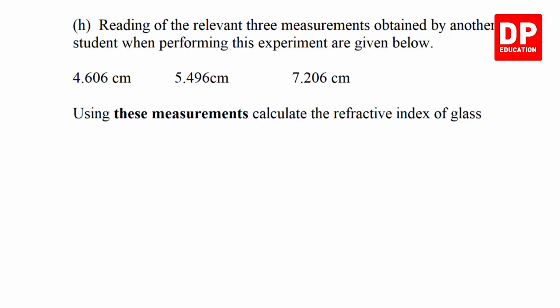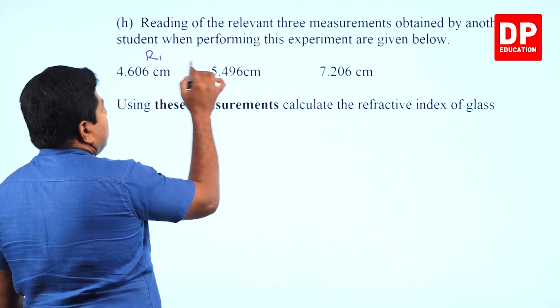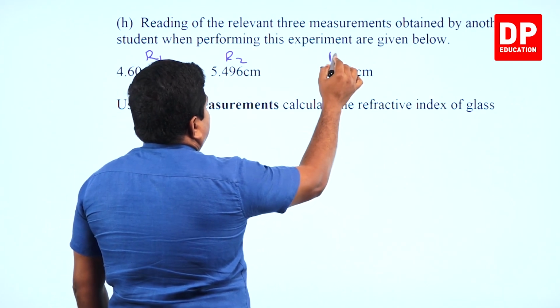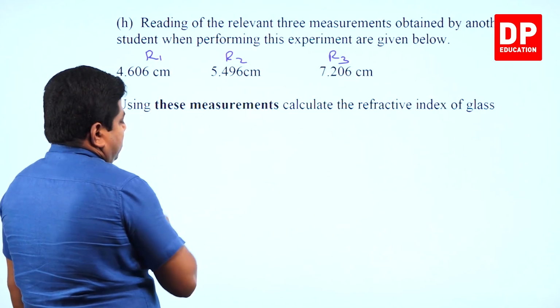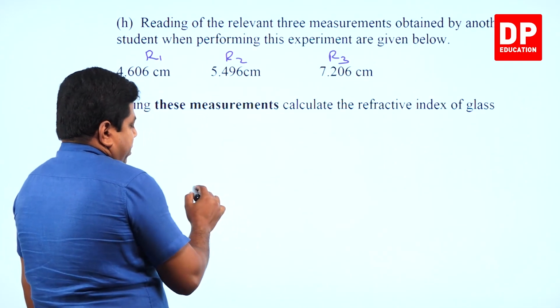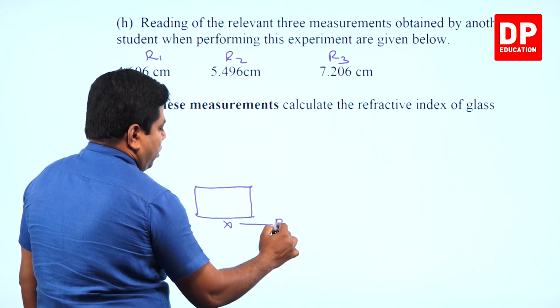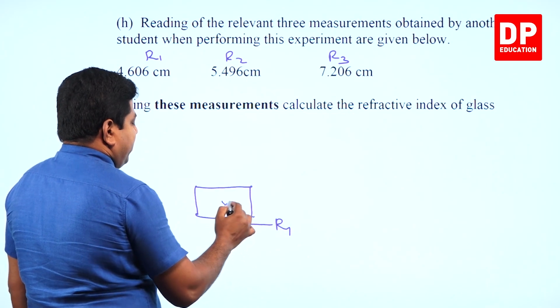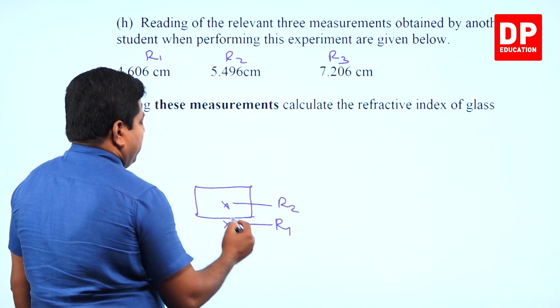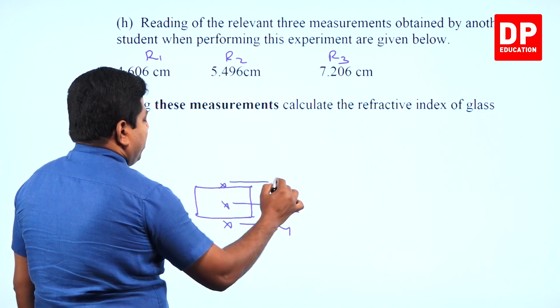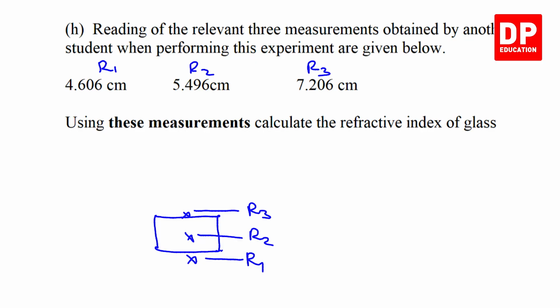Readings of the relevant three measurements obtained by another student when performing this experiment are given below. So this is like R1, R2, R3. What is R1? Just to understand: the glass block, you kept the cross here. For this you got R1. Then the image of that was here. For that you got R2. Then you put the lycopodium powder here. For that you got R3. Using these measurements, calculate the refractive index of glass.